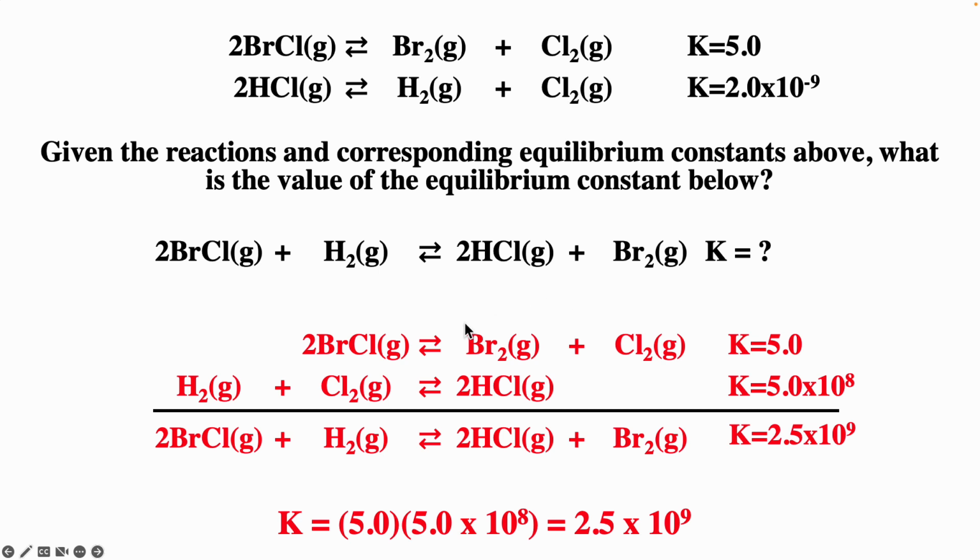So we're not doing anything for the first reaction, so it doesn't change the equilibrium constant. We're flipping the second one, and so we have to take the inverse of the equilibrium constant. Now when we add these, we'll get the reaction we're looking for. And when you add the reactions, you multiply the corresponding equilibrium constants. And so the equilibrium constant for the reaction we're looking for was 2.5 times 10 to the 9th.